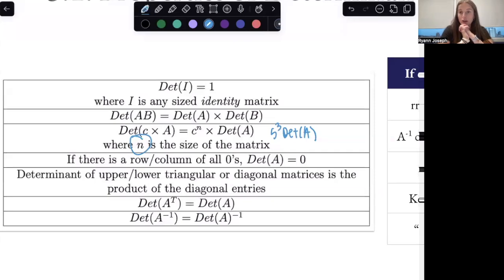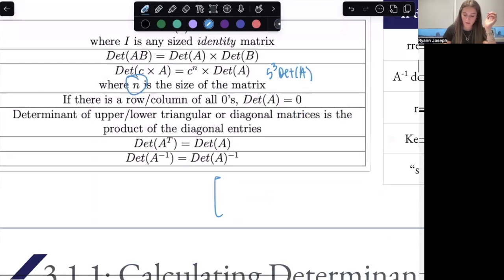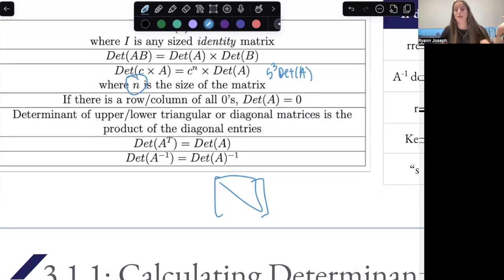Recall that upper and lower triangular matrices are matrices where you have only values along the diagonal or below for lower triangular, and for upper triangular, you only have values along the diagonal and above. And obviously, if there's a 0 along the diagonal, then that entire product is going to be 0. When you take the transpose of a matrix, it doesn't change its determinant.